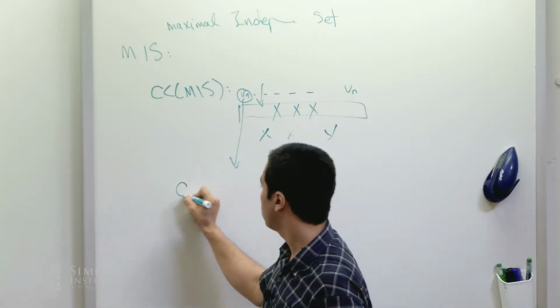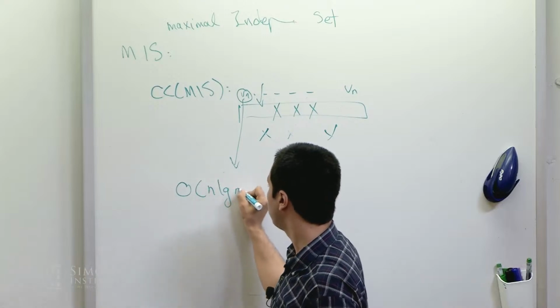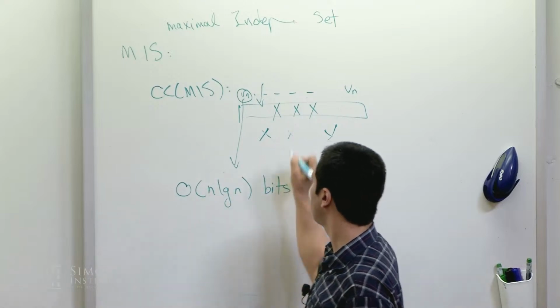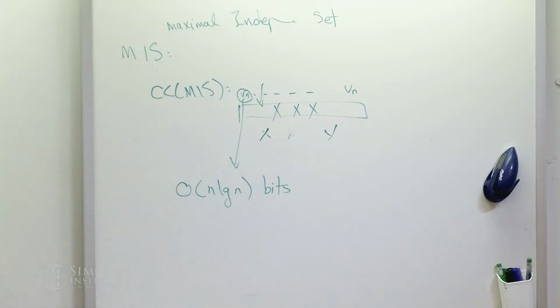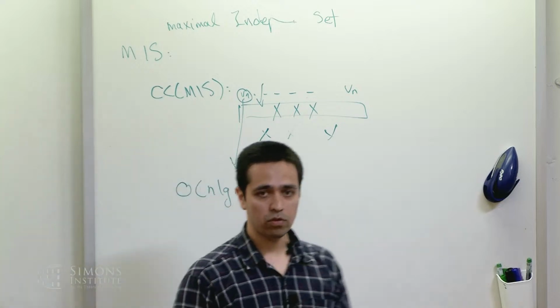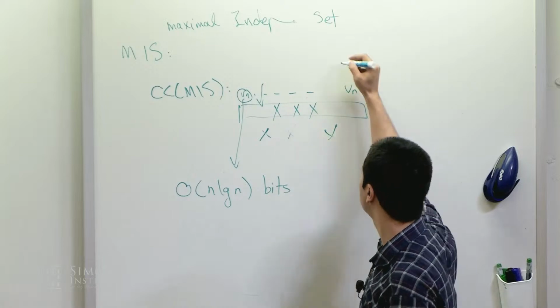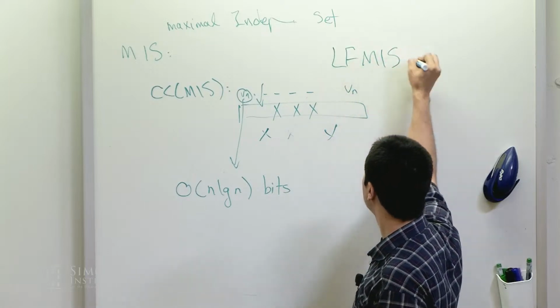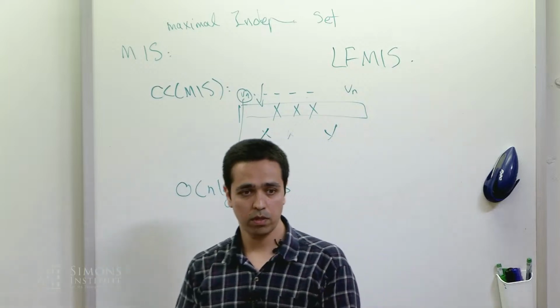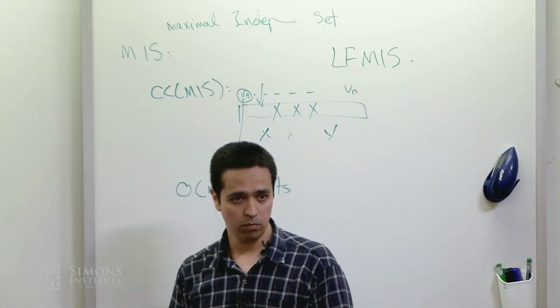And the communication complexity you get is order n log n bits. You never need to send a vertex more than once, since you know that's not part of the MIS. Does it make sense? I really just ran the greedy MIS algorithm here. In fact, it's not only MIS, it gives you the lexicographically first MIS. So it's a pretty easy problem in the communication complexity model.